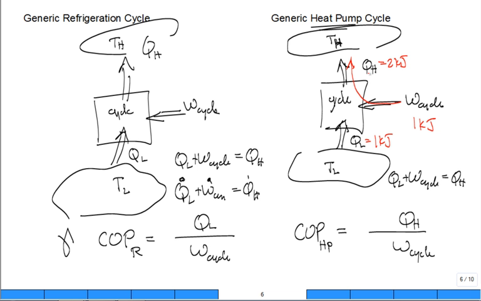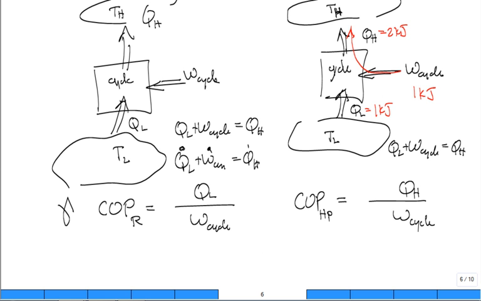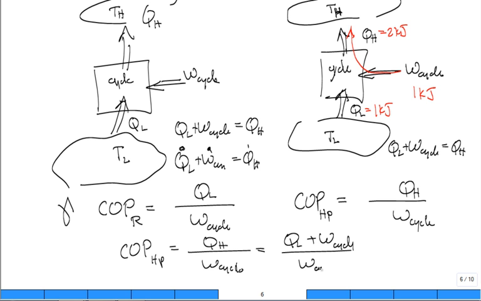With a heat pump, you can get more heat for the same purchase of electricity. That's why they sell heat pump systems. A little quickie: the coefficient of performance of the heat pump system is QH divided by W cycle, true? But I can rewrite this QH as QL plus W cycle, divided by W cycle. All I did was use the first law right there. And so that's equal to 1 plus QL divided by W cycle.